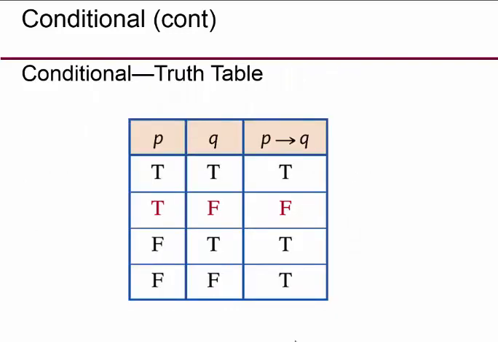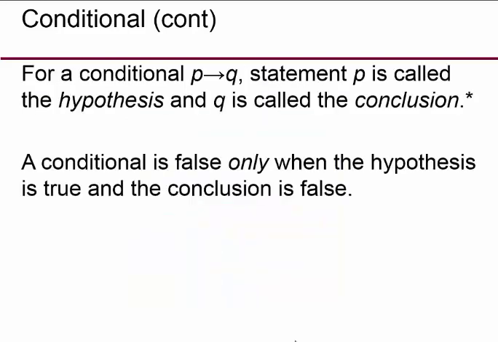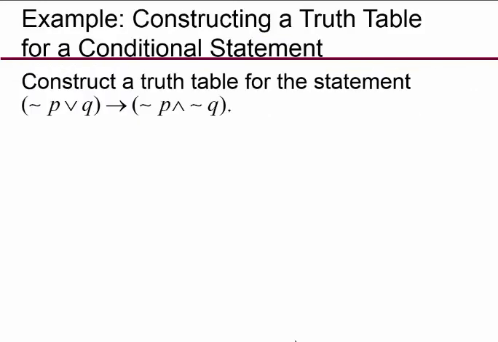So here's the truth table for a conditional statement. As you can see, the only time a conditional statement is false is if you have a true followed by a false. For a conditional statement, if P then Q, P is called the hypothesis and Q is called the conclusion. A conditional is false only when the hypothesis is true and the conclusion is false.